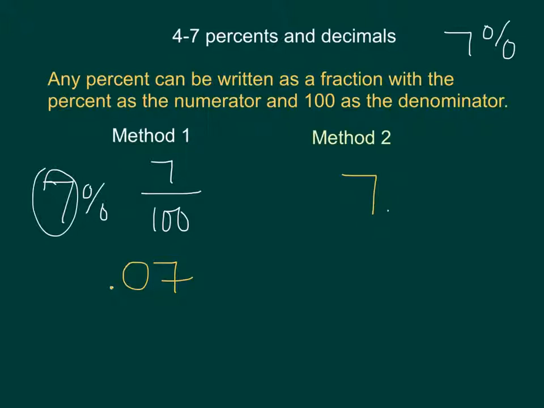When you divide, you actually move the decimal point 2 places to the left if you're dividing by 100. If you were dividing by 10, it goes 1 place to the left. Dividing by 1,000, 3 places. So we're going to move this decimal point 2 places to the left and then put a 0 as the placeholder. So you see here that we have the same decimal for the same percent, just found it 2 different ways.